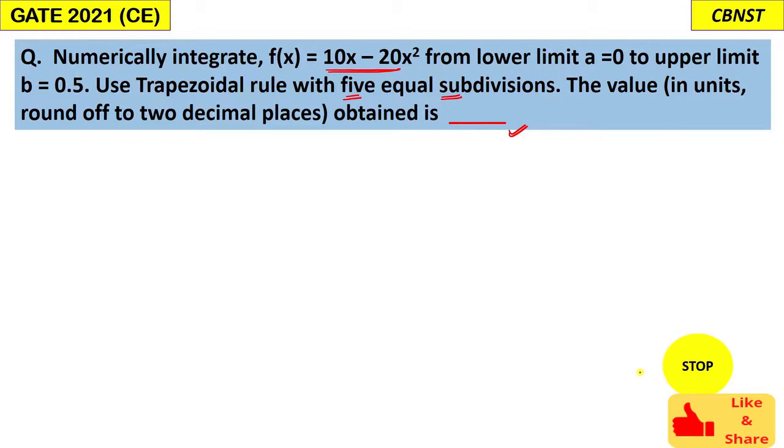So the correct answer for this question is 0.4, or you can say 0.40, because you have to give the answer to two decimal places. That means if we integrate this function from 0 to 0.5 using the trapezoidal rule in 5 equal sub intervals, then we will get the answer as 0.4. Okay, so let's see how we can get this answer.